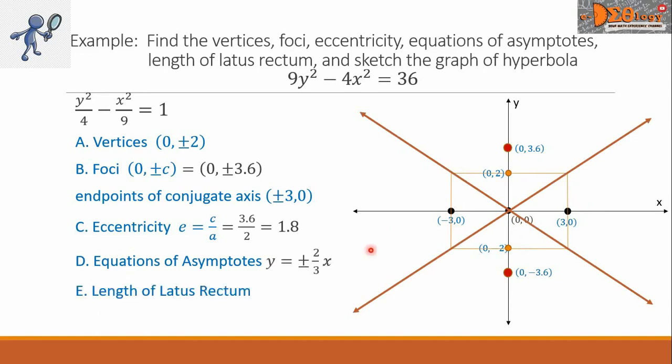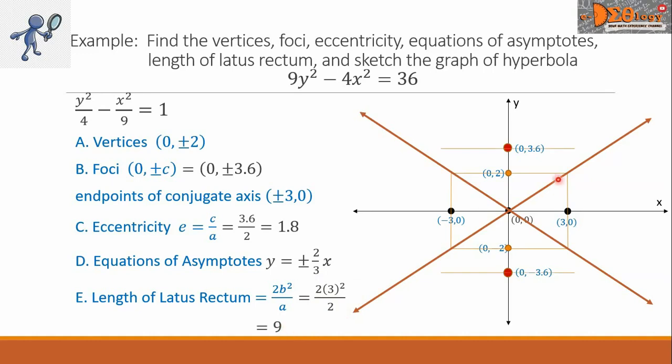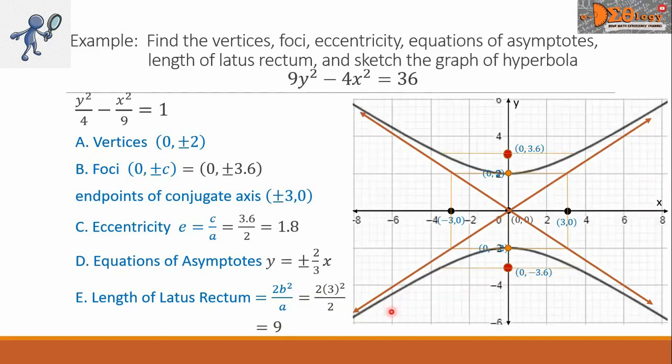Letter E is the length of latus rectum. The formula is 2b squared over a. Let us substitute the values. So we have 2 times 3 squared over 2. So the value is 9. So the latus rectum passes through the foci respectively. Here are the latera recta. And then we are now ready to sketch the hyperbola. This is now the hyperbola. And this is our final answer.